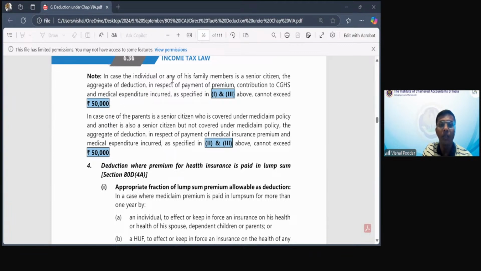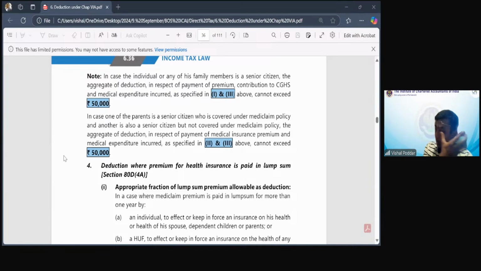Note, in case the individual or any of his family members is a senior citizen, the aggregate deduction in respect of payment of premium, contribution, medical insurance specified in 1 to above cannot exceed 50. In case one of the parents is a senior who is covered under the medical policy, and another is also a senior but not covered under the medical policy, the aggregate deduction in respect of payment of medical insurance as specified cannot exceed 50.